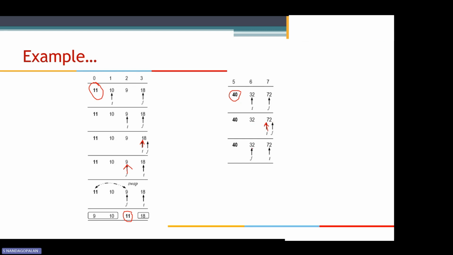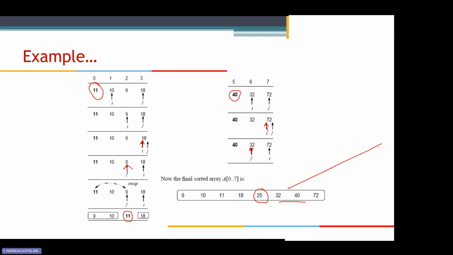Greater, so j stops here. Since i is not less than j, no swapping, only final swapping, that is 40 will come here, 32 will come here. You can see, so this is my original first-time pivot and so on. So now 9, 10, 11, 18, 25, 30, sorted.